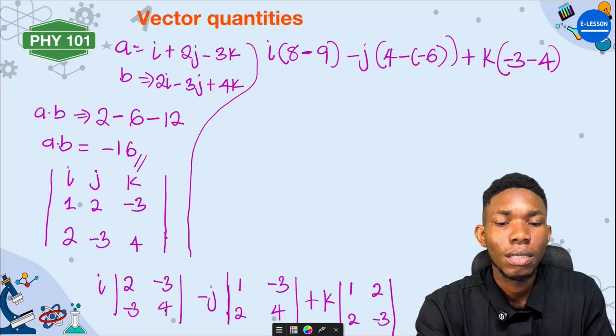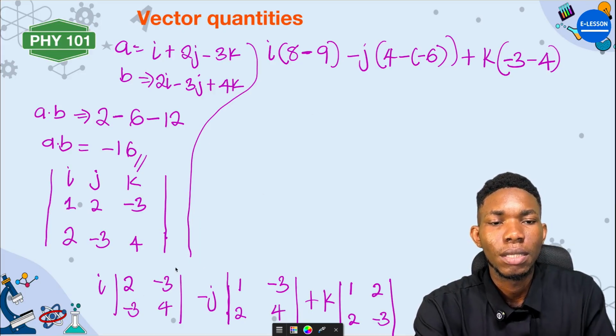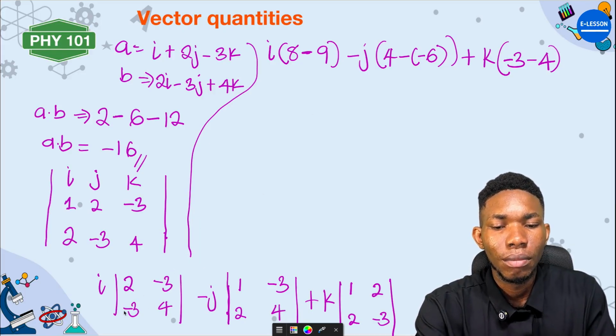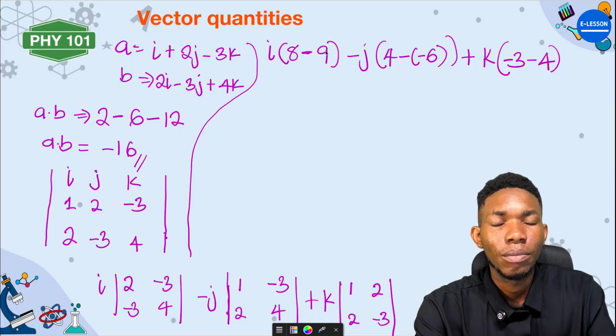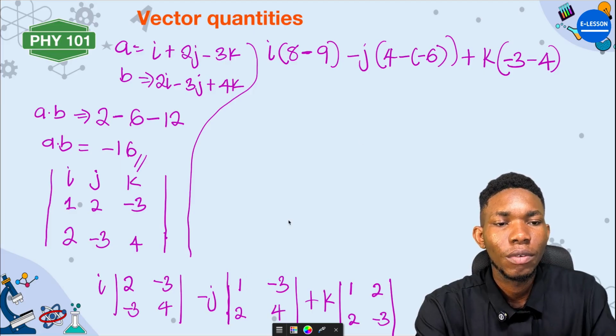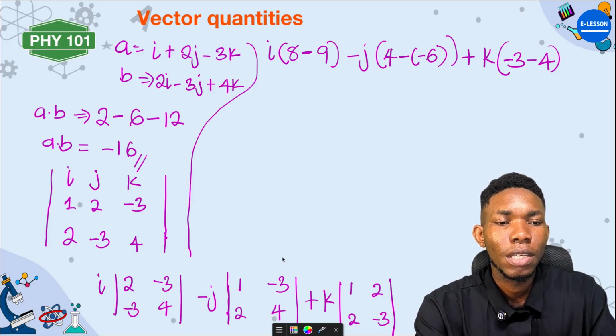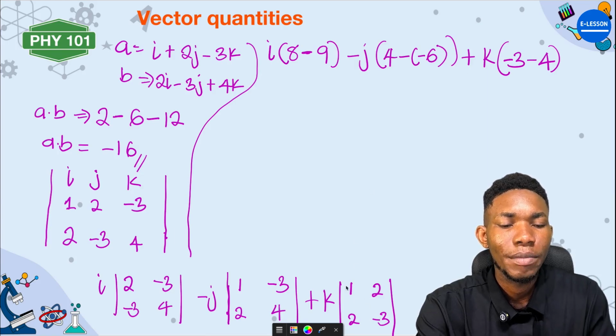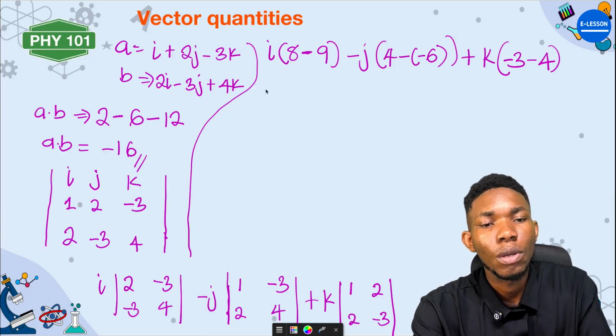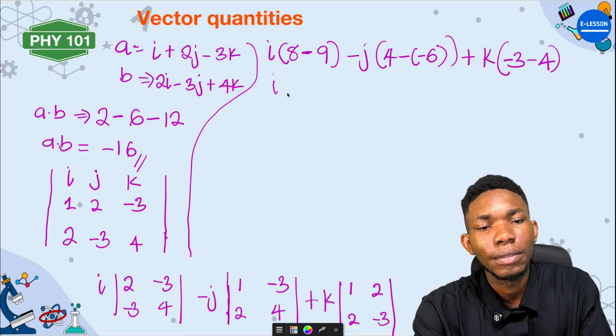So let's go through it again. 4 times 2 will give us 8. Minus 3 times minus 3 will give us plus 9. Then minus j. 4 times 1 will give us 4. Then minus 2 times minus 3 will give us minus 6. Plus k. Minus 3 times 1 will give us minus 3. Minus 2 times 2 will give us what? 4.